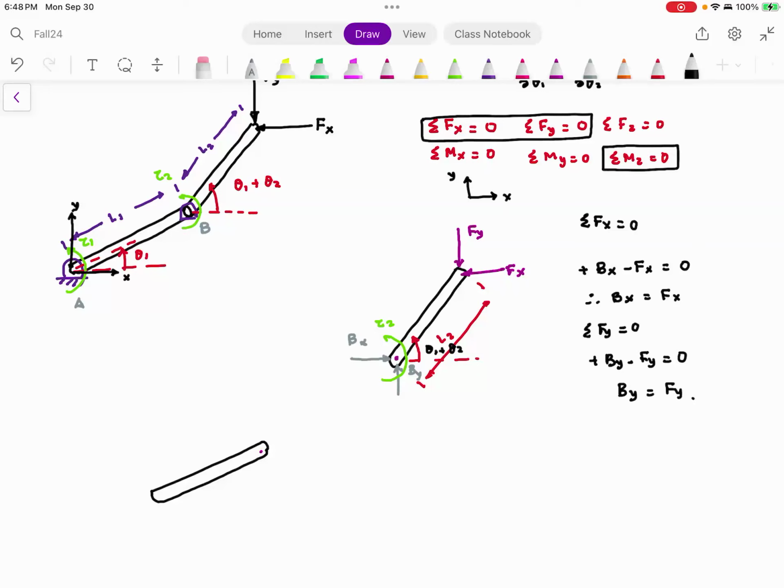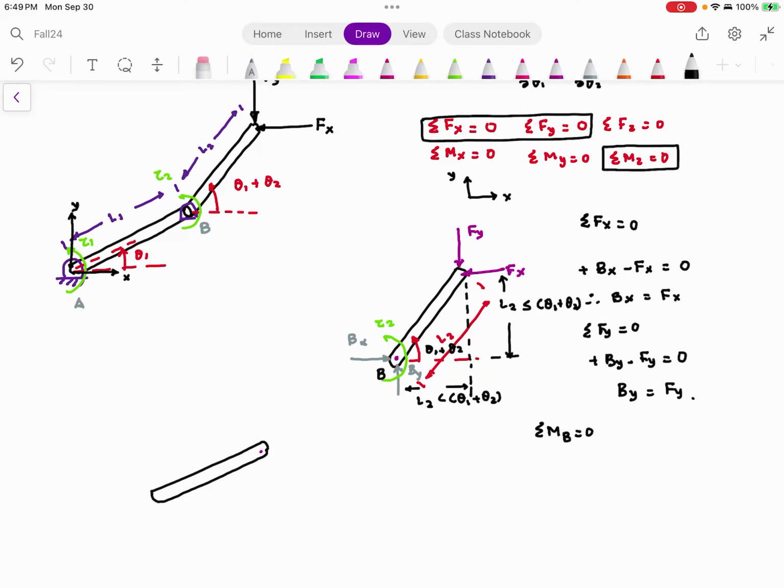Now I need to find out summation of moment is equal to 0. So I'm going to take the moment about point B. Summation of moment at point B is equal to 0. Now if I take the moment by F of y, this distance is L2. So this distance is L2 cosine theta 1 plus theta 2. This distance is going to be L2 sine theta 1 plus theta 2.